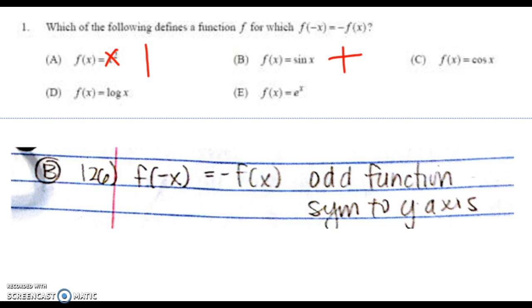Sine of x, hopefully you can sketch that out, continue it to the other side. Same with cosine of x. Just little sketches. Log of x looks something like this, and e to the x looks something like this. Once you get those parent functions sketched, you can say that's not an odd function.